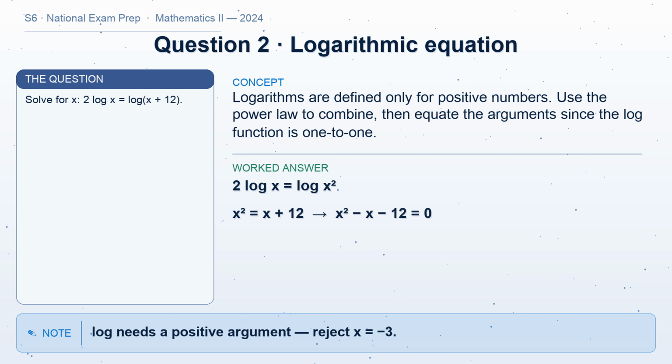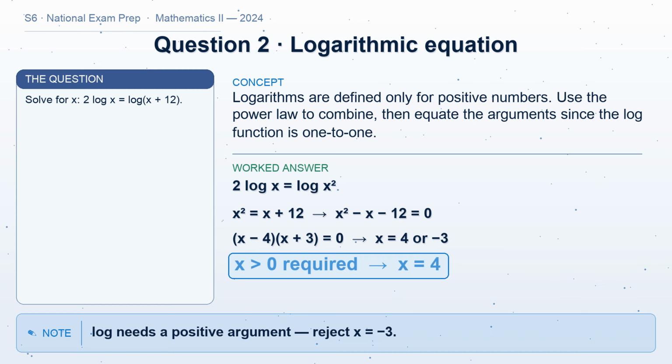Bring everything across. x squared minus x minus 12 equals 0, which factors as x minus 4 times x plus 3. So x is 4 or minus 3. But x must be positive, so we reject minus 3. The solution is x equals 4.